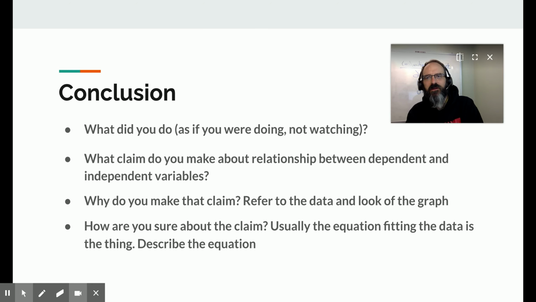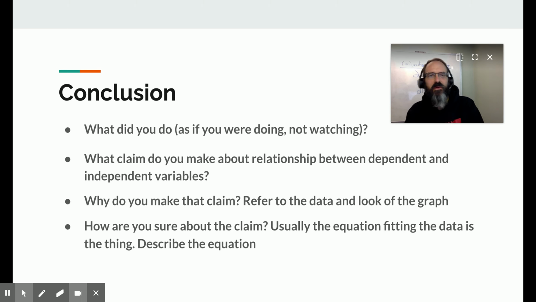Next thing we want to do is make a claim about the relationship between the dependent and the independent variables. So here, our independent variable, you may recall, was time. It was the amount of time that the ball was rolling down the track. And the dependent variable was the distance the ball rolled down the track. So you should be able to look at your graph and your data and say, well, that data is in a nice straight diagonal line. We need a little better word for that relationship than straight diagonal line.